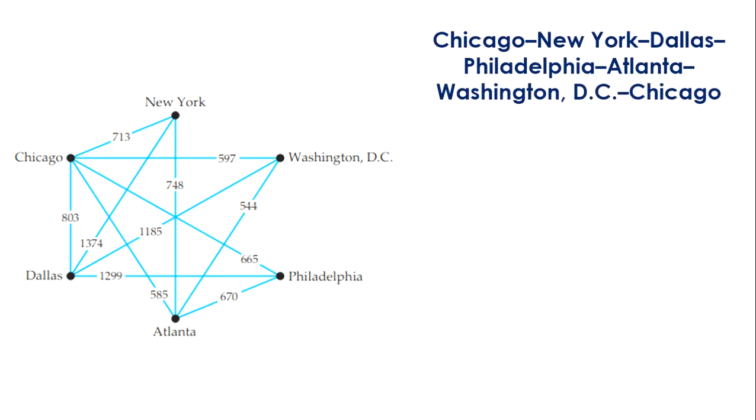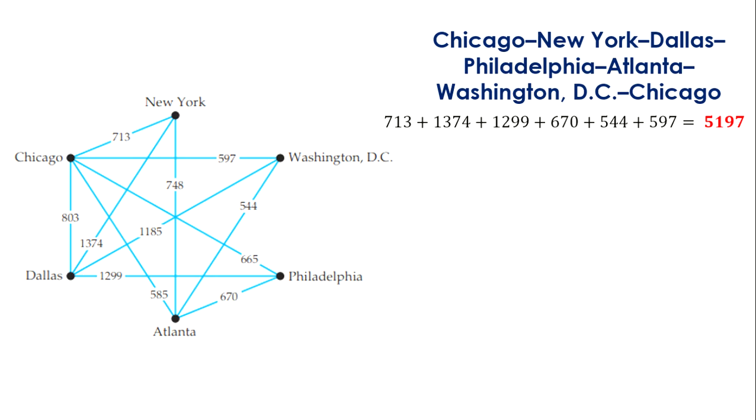For instance, we have Chicago to New York to Dallas, Philadelphia, Atlanta to DC, then to Chicago. So all we need to do is to add the value or the weight. You have 713 miles plus 1374, 1299, 670, 544, 597, and the total of that is 5,197 miles.